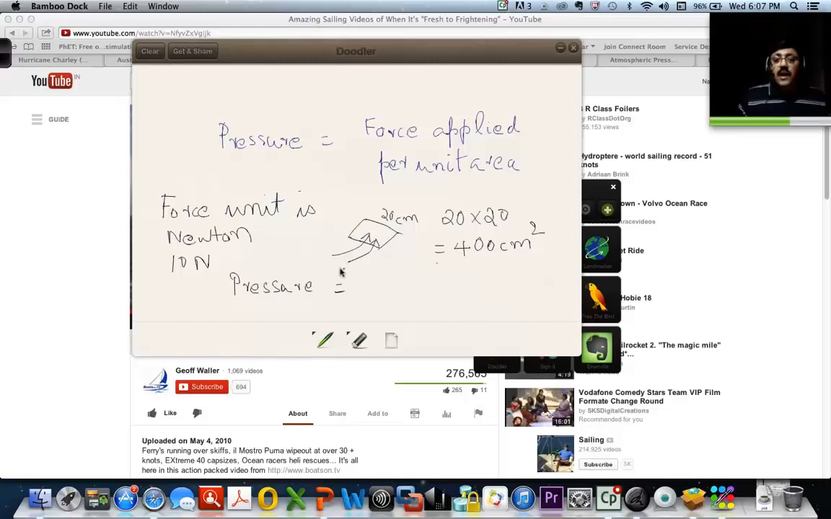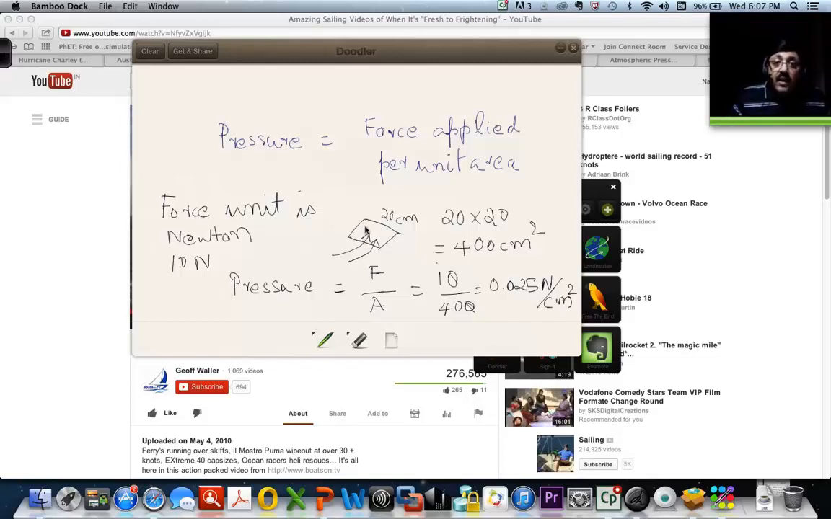Pressure is force by area, which is equal to 10 by 400, which will be 1 by 40, which will be 0.025 Newton per centimeter square. So that was the pressure which was applied. Pressure is a force which is applied on one unit area.